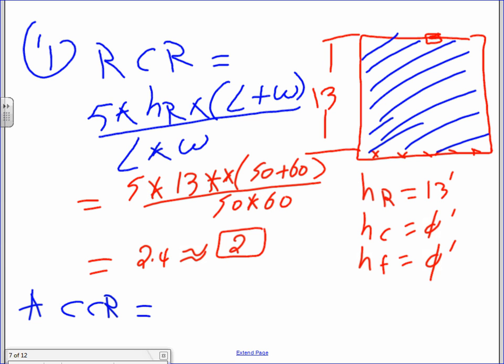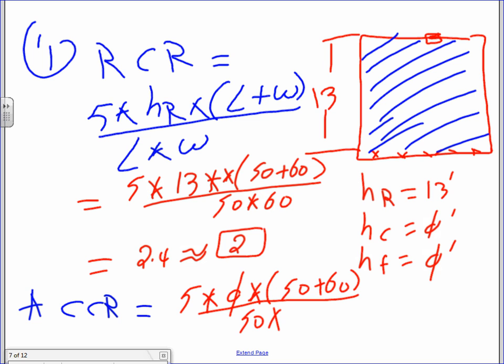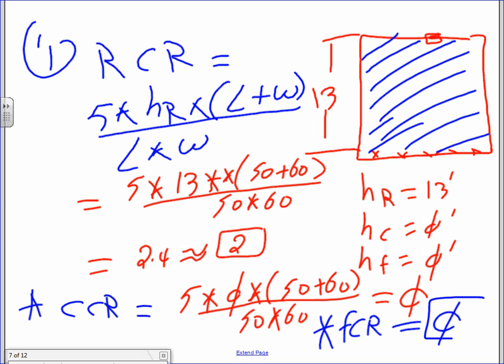Now, ceiling cavity ratio, if I ask you about the ceiling, guys, here you go: 5 times big fat 0, multiplied by the same thing, 50 plus 60 divided by 50 times 60. And you agree with me that this is also 0. And also, right underneath it, the floor cavity ratio equals 0. Can you guys see that? Why these 0? Because the height is 0.